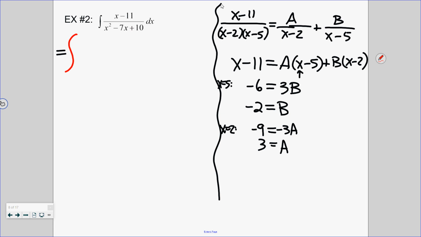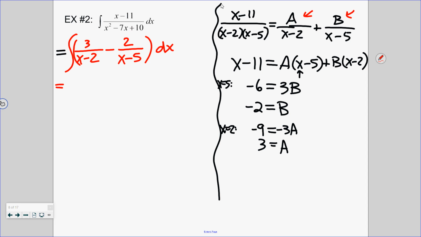So now that I have that, we go back to our original problem, and we're going to rewrite. So I'm going to make this in red so you can see better what we're doing. So I'm just going to substitute A and B right in here, the ones that I just found, and write that whole side over here. So I have 3 over x minus 2 because A is 3. And I'm going to go ahead and put minus, since it's a negative 2 over x minus 5, and then this whole thing dx.